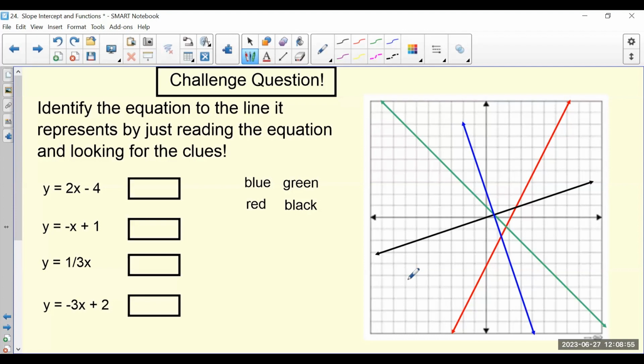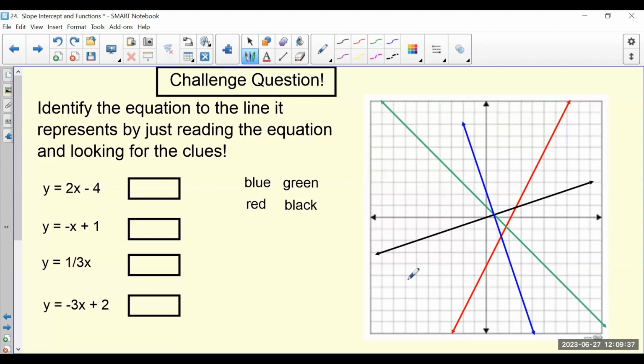I'm going to pause the video. No, I'm not going to pause the video. You're going to pause the video. You're going to try to put the color of the lines into those boxes. So match up the equation with the line, and then hit play again. And I will go through the way I would do this and the way I would think about it. But let's see how many you can get right. You should be able to get all 4, but take your time. Really think through it. Look for the clues. Okay? So, hit pause. I'm about to give the answers.